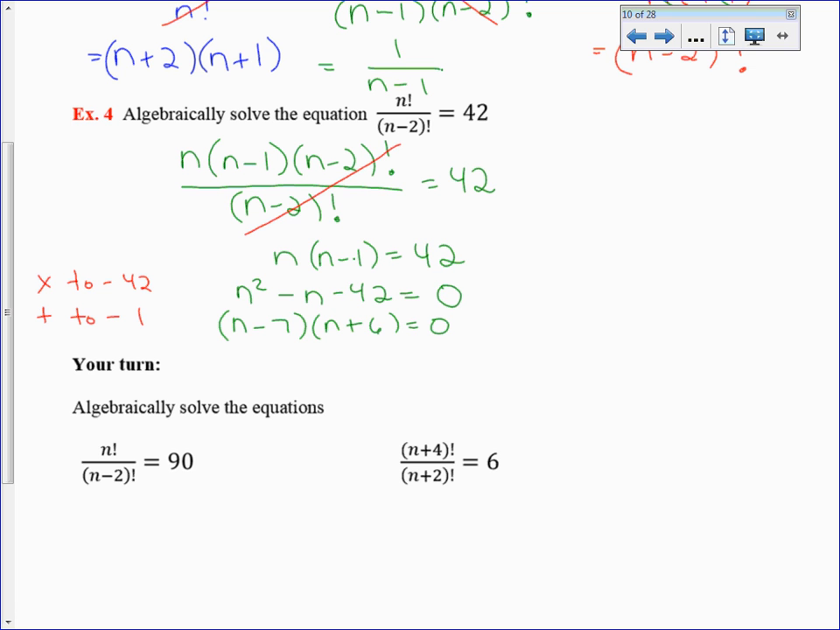But then this means n minus 7 equals 0. So n equals 7. And n plus 6 equals 0. So n equals negative 6. Just try to do negative 6 factorial on your calculator. You need brackets. Okay, yeah, you got an error. You can't take the factorial of a negative number.